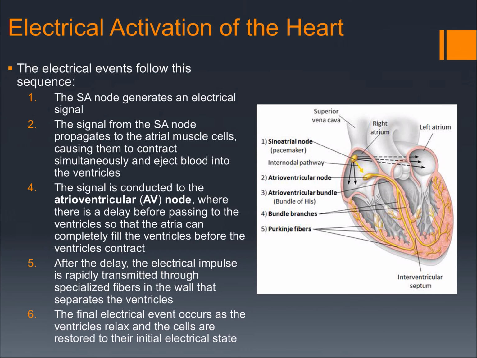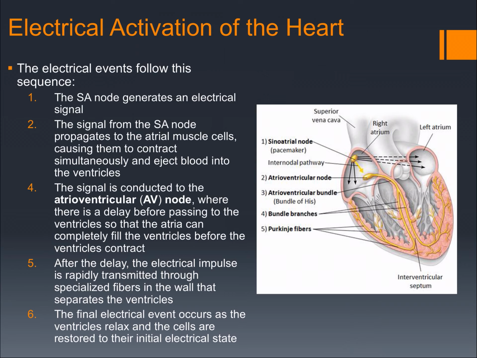So how does this all work? The heart is amazing because it's got its own electrical system, and something called the SA node is a sort of bundle of electrical tissue located in the right atrium. It generates an electrical signal, and it is the pacemaker of the heart, and it essentially sets the rhythm of the heartbeat.